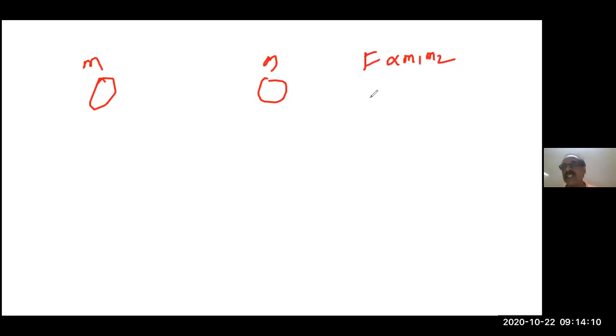Now F is inversely proportional to R square. Why is it the square of the distance? That also I'm going to explain now. For this, it is better to understand with another example. Suppose here there is a bulb. I'm keeping a bulb. To understand this idea, I'm explaining this. From this bulb, you know, light rays are coming out. From here, light rays are coming out in all directions.